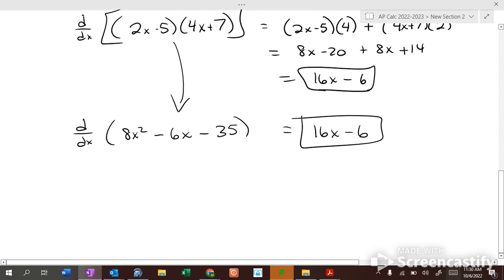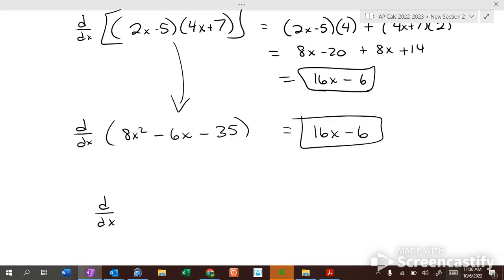Okay? But let's say, what is the first derivative of 12x ln of x? The first derivative of 12x ln of x. Well, what's the first term there? 12x. What's the first derivative of the ln of x? 1 over x. Plus, what's your second term?